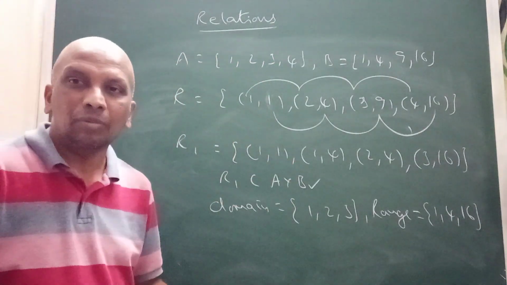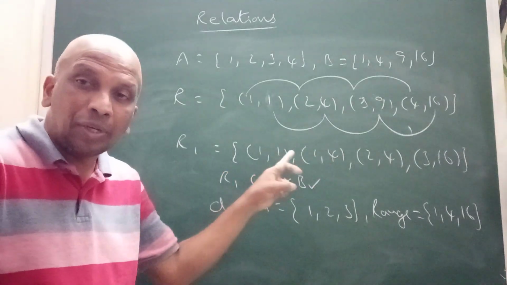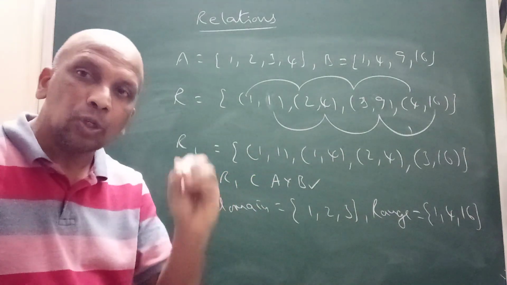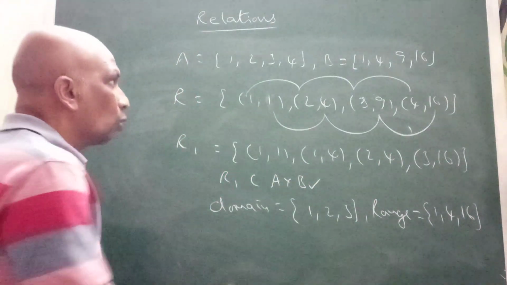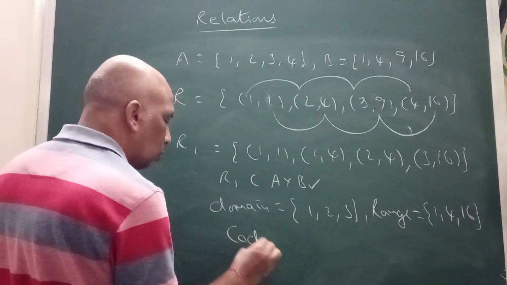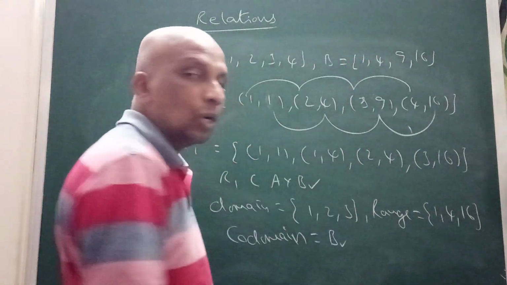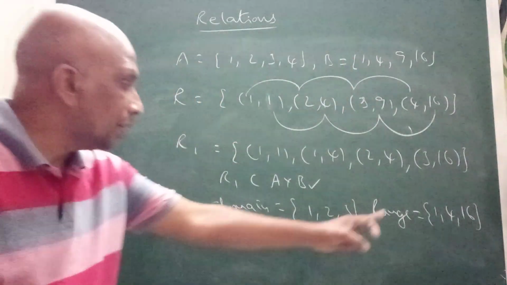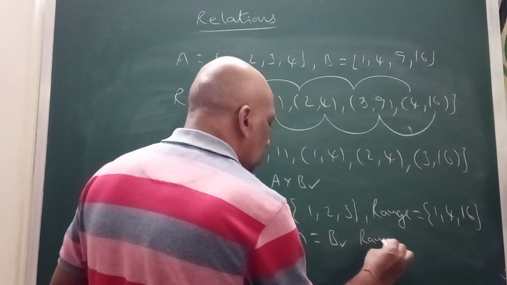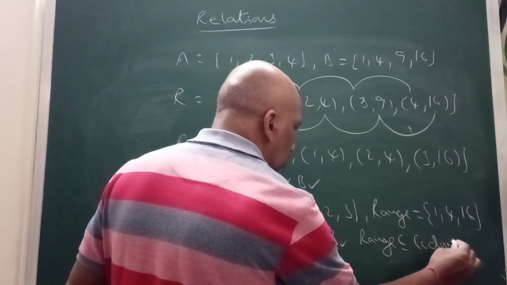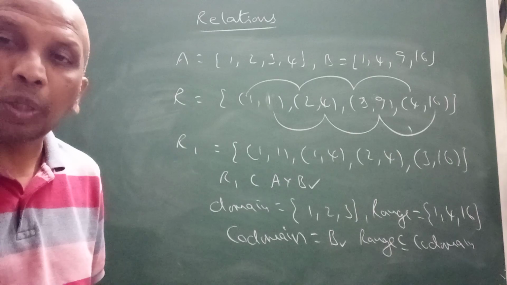In the given relation, the set of first elements of all the ordered pairs is known as domain, and the set of second elements is known as range. What about codomain? The entire set B is called codomain. Always remember, range is a subset of codomain, or sometimes equal. So remember it like that.